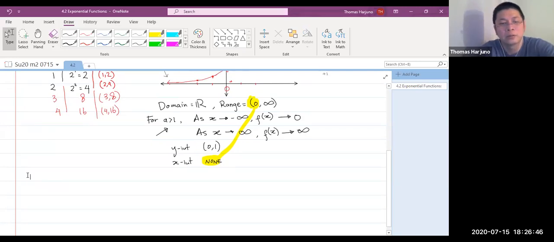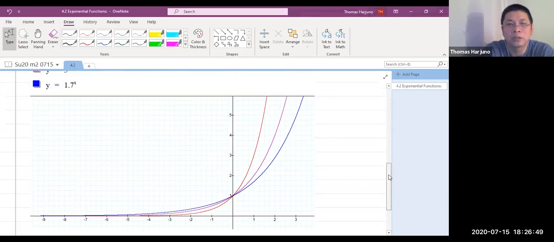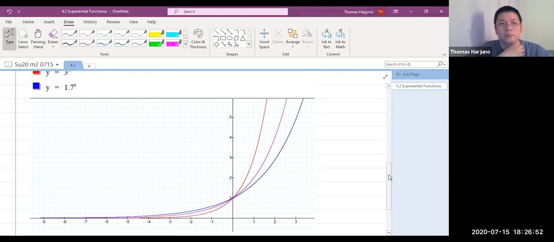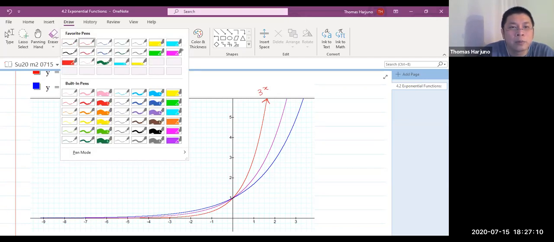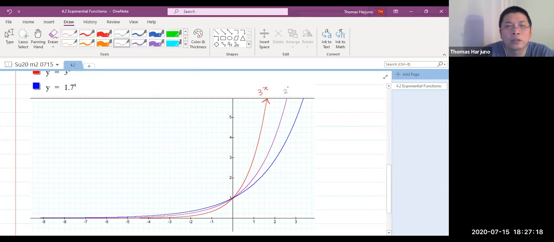Just for comparison, together with the color. You can see here that the red one will go definitely farther. So this is 3 to the x. The purple one, do I have a purple color? This one. Okay, the purple color is 2 to the x. And the blue color is 1.7 to the x.